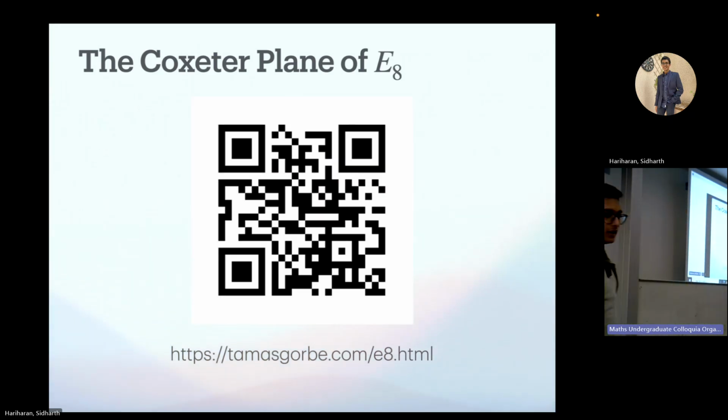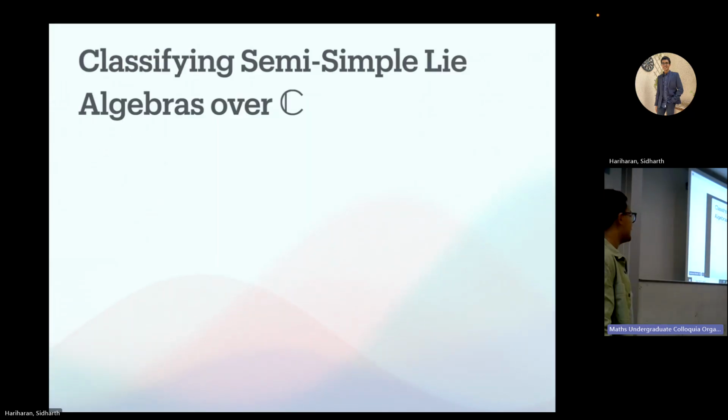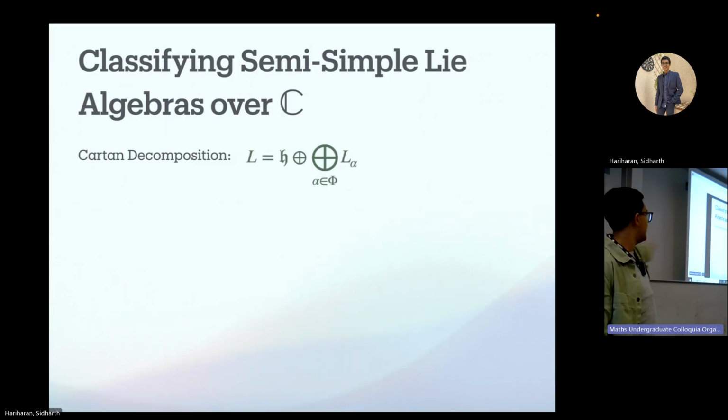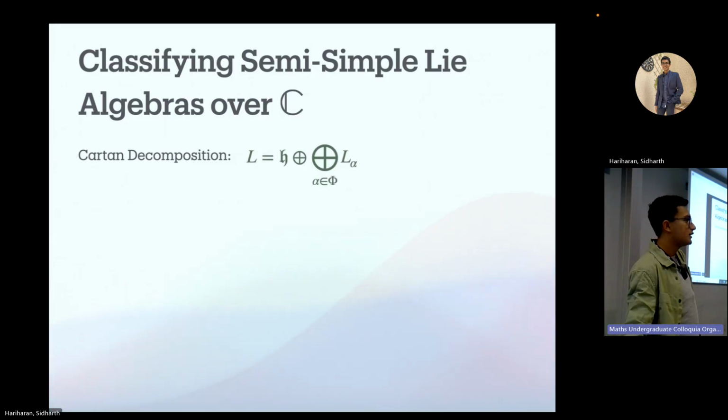The final thing that I want to talk about is classifying semi-simple Lie algebras over C, and then you'll hopefully be able to see some of the relationships with Coxeter groups. You have this thing called the Cartan decomposition, named after the French mathematician Émile Cartan, where if you have a semi-simple Lie algebra over the complex numbers, you can decompose it in this manner. This is just a direct sum decomposition. A Lie algebra is fundamentally a vector space with a bunch of other things, and these are just subspaces.